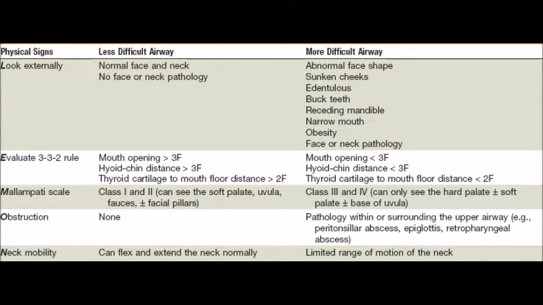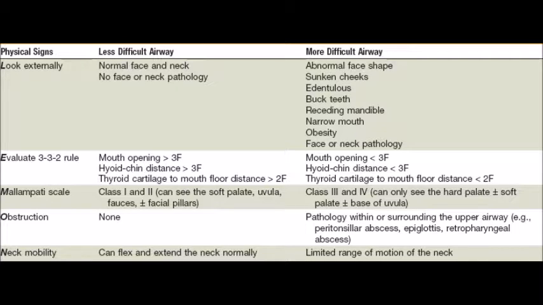A common mnemonic used when assessing a patient's airway prior to laryngoscopy and intubation is the LEMON mnemonic. The LEMON mnemonic is made up of 5 components. Not all of them are extremely useful in the pre-hospital environment, however it's still a good acronym to use to remind you about a good way to assess a patient's airway.